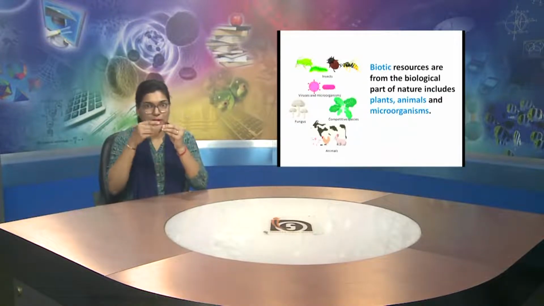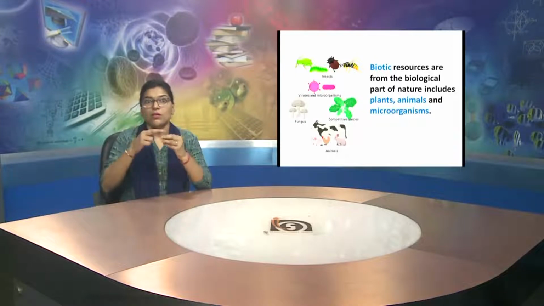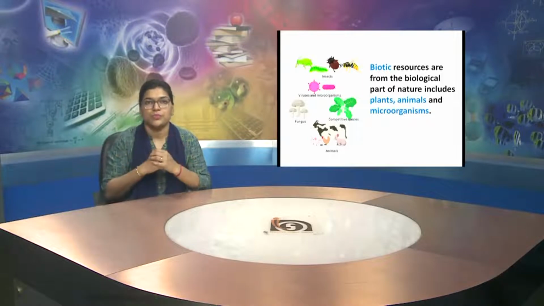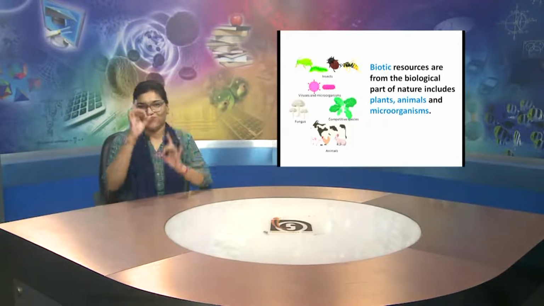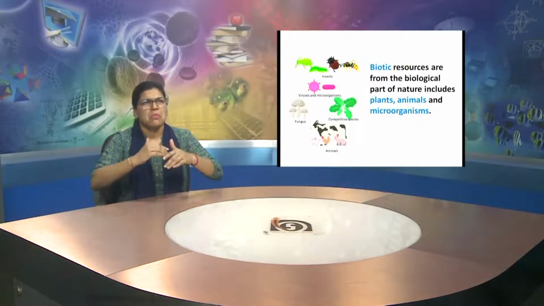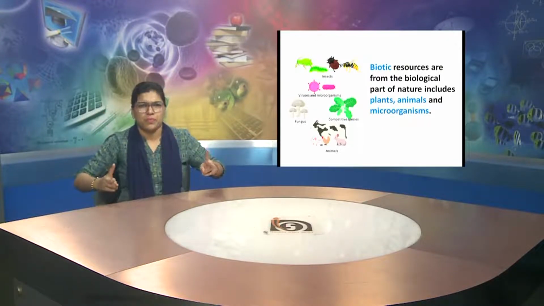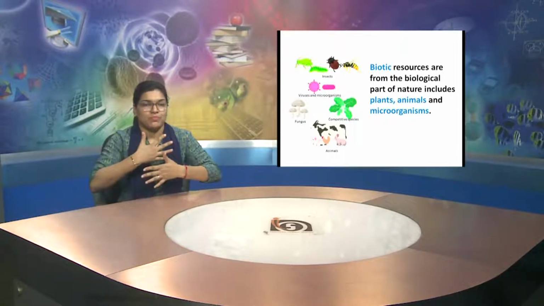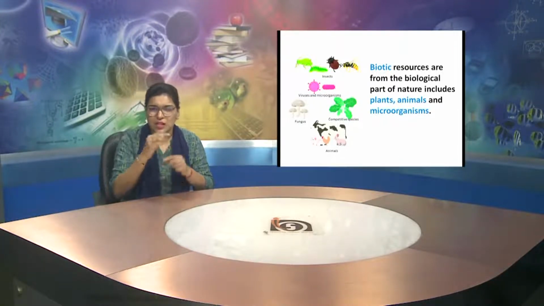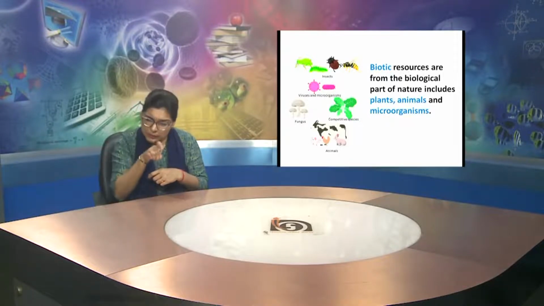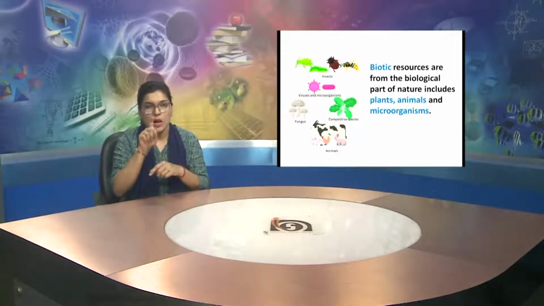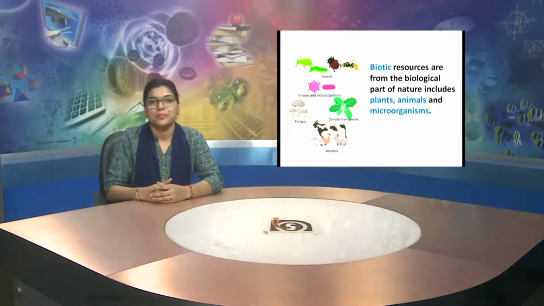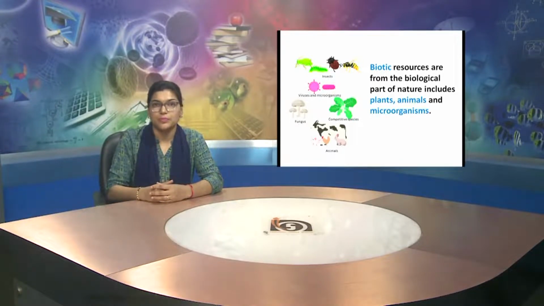We have understood the abiotic resources. Let us now understand the biotic resources. These biotic resources are from the biological part of nature, which includes plants, animals, and also the microorganisms. We know that microorganisms are very small organisms, so we call those small organisms microorganisms.